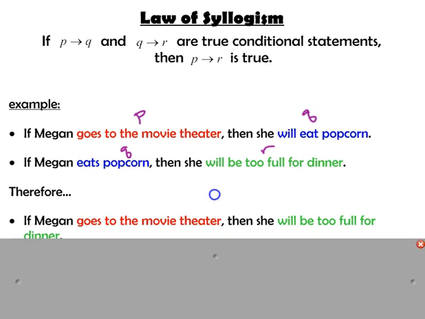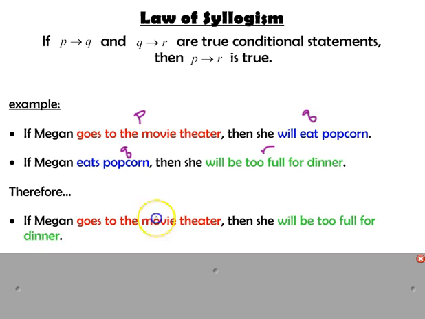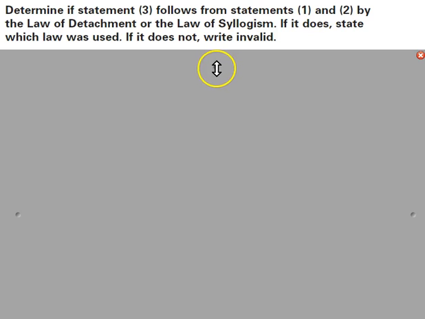Using the law of syllogism, we can conclude that if Megan goes to the movie theater, P, then she will be too full for dinner, R. So that means when you have two conditional statements and the conclusion of one statement is repeated in the hypothesis of another statement, you can take that portion out and just use the other hypothesis with the other conclusion and put them together using the law of syllogism. Let's put these laws into practice.